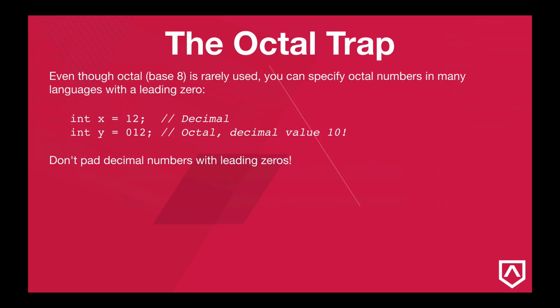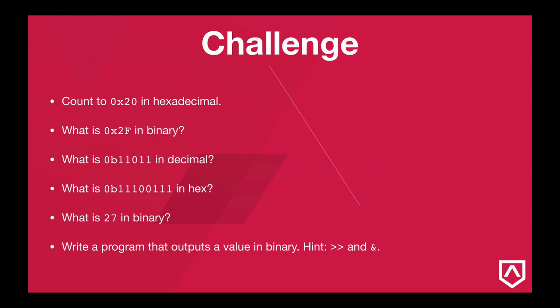Now, what I'll leave you with here is a challenge. Go ahead and pause the screen if you want to get through it. But some counting, some binary and decimal conversions, and then lastly, the fun part, write a little program that outputs a value in binary. So if you have a C program that says int x equals 20 decimal, write a function that will take that and print it out as ones and zeros in binary.